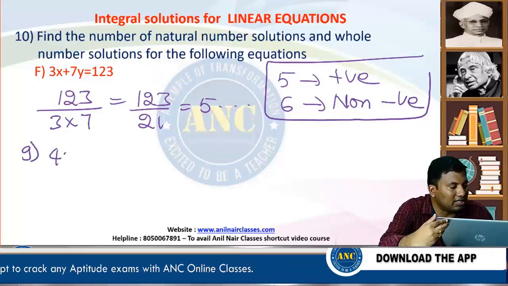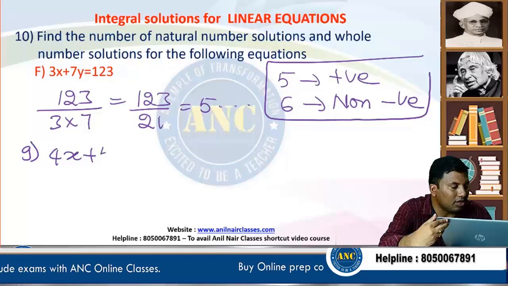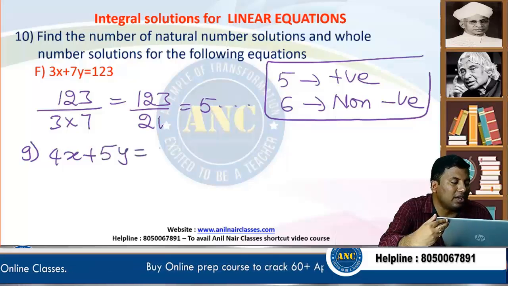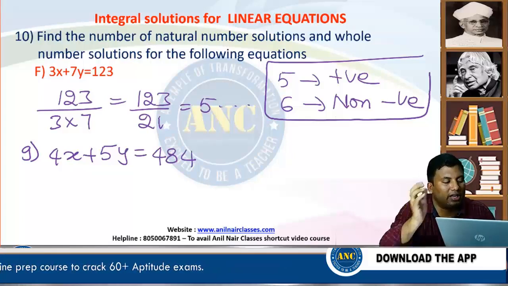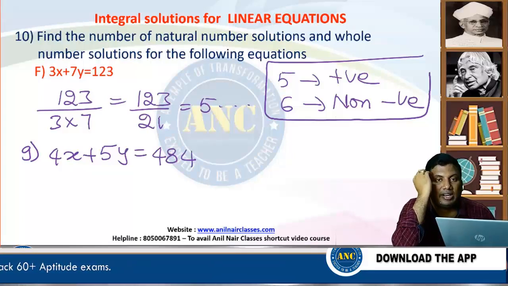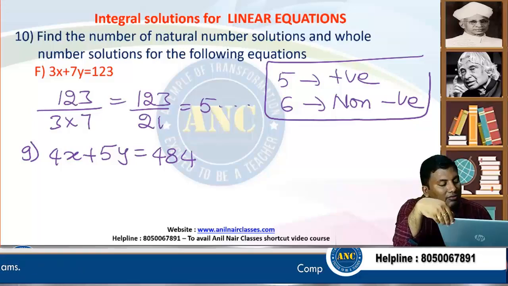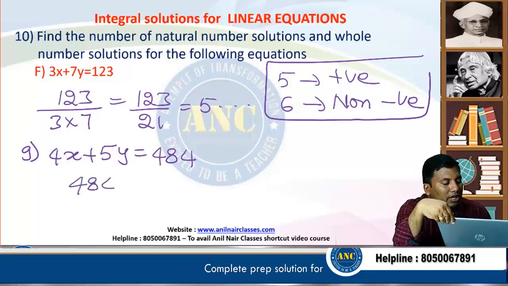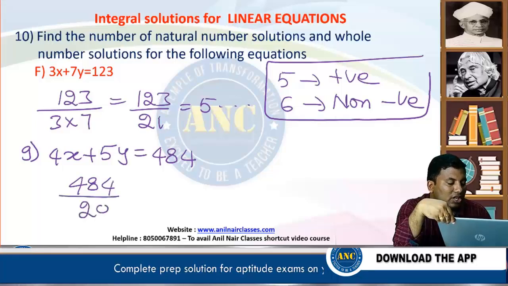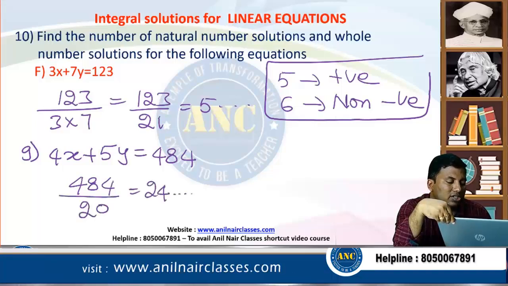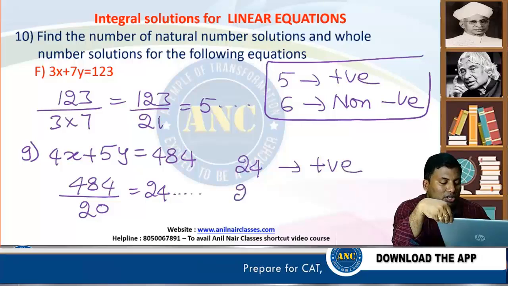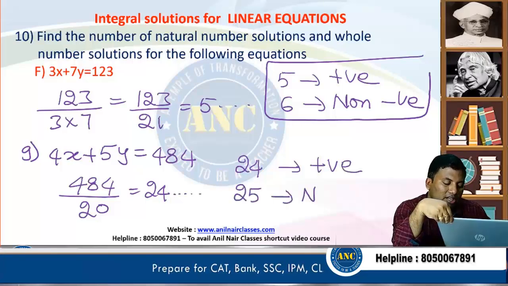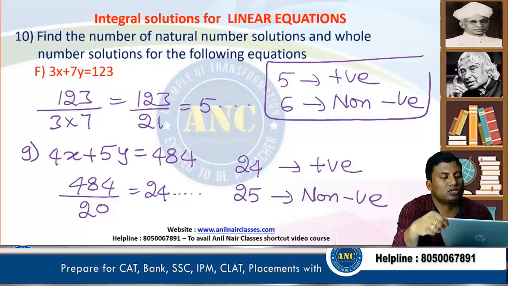Let me take another exam replica question. 4x plus 5y equals 484. 4 is a factor of 484, 5 is not a factor of 484. So 484 divided by 20 is nothing but 24 point something. Ignore everything after the decimal, 24 is the positive integral solutions. Add 1 to it, 25 is the non-negative integral solutions.